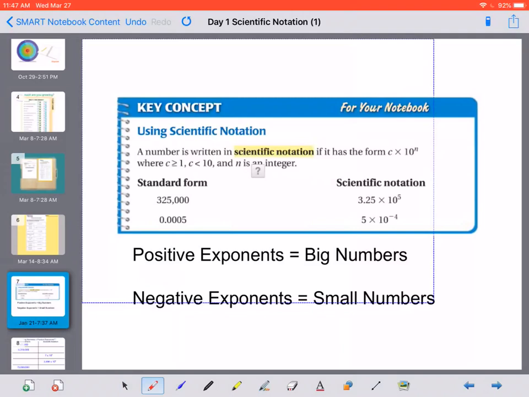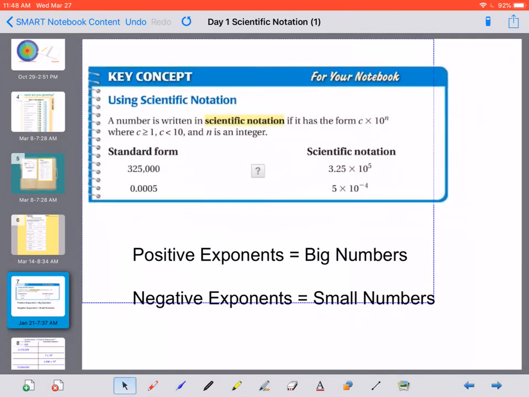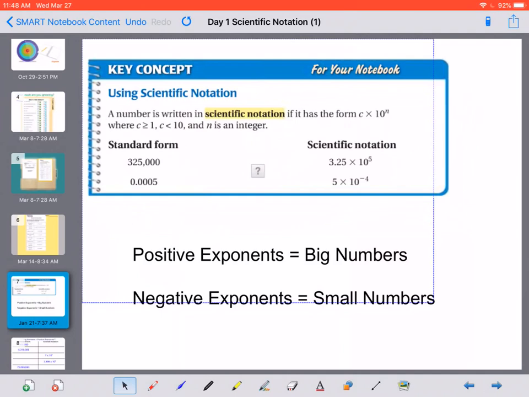We're going to start this unit by reviewing scientific notation. So ignore this little question mark in the middle of our screen. I'm not sure how to get it off the screen, so we're just going to look past it.